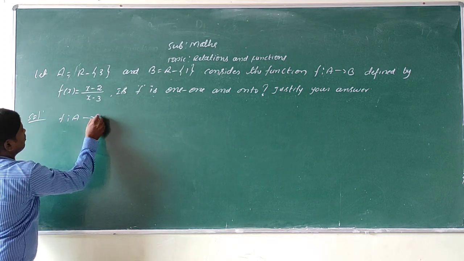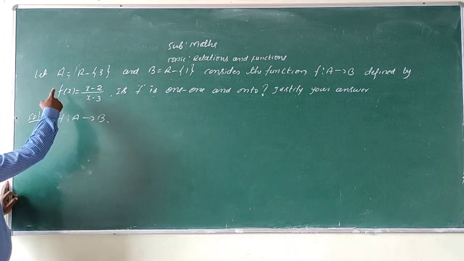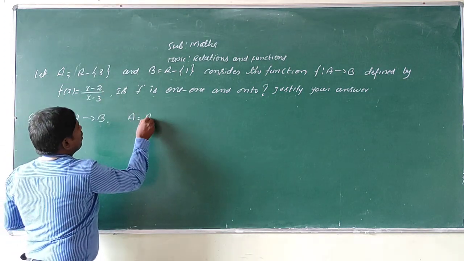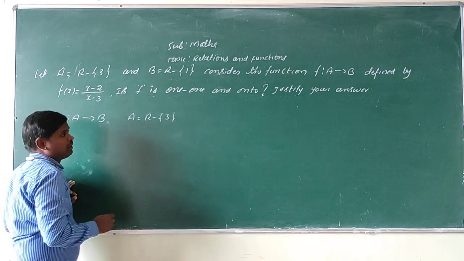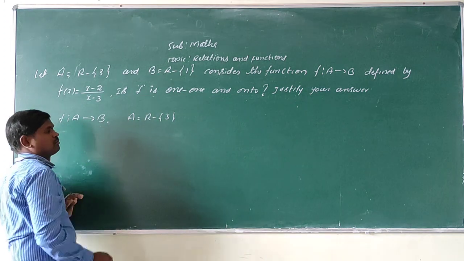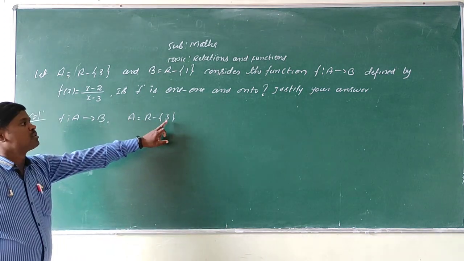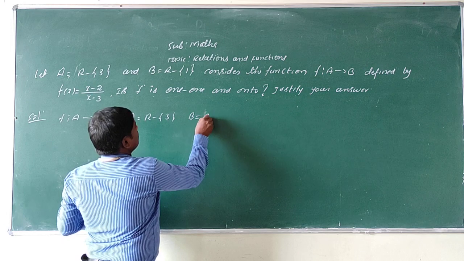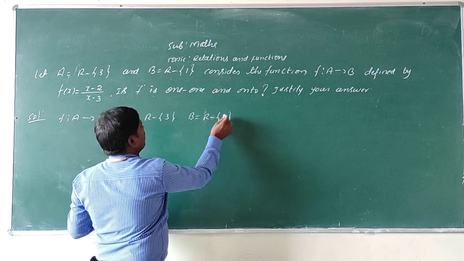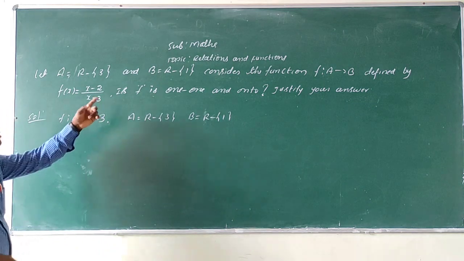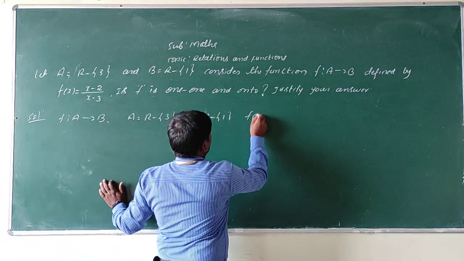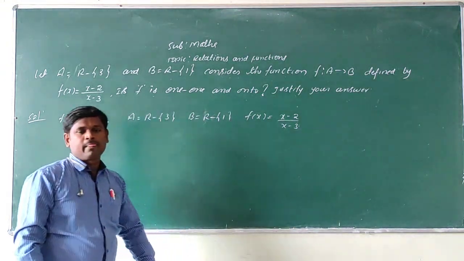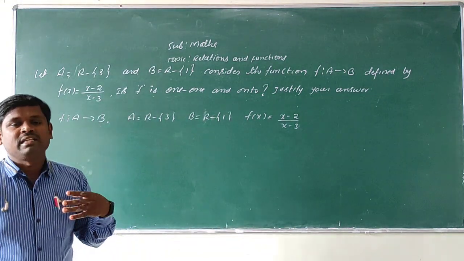Change the value from A to B. First we observe what A is. A is the set of all real numbers excluding 3, that is A is equal to R minus {3}. And B is the set of all real numbers excluding 1. So what is f of x here? f of x is equal to x minus 2 divided by x minus 3. This is given. First, we have to verify whether it is 1-1 or not.